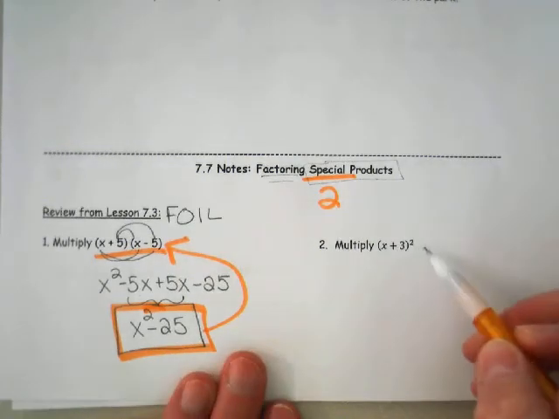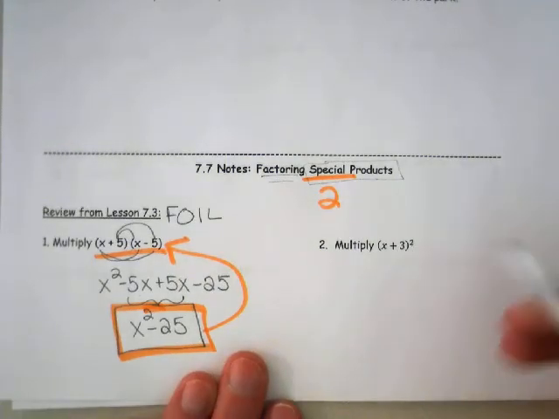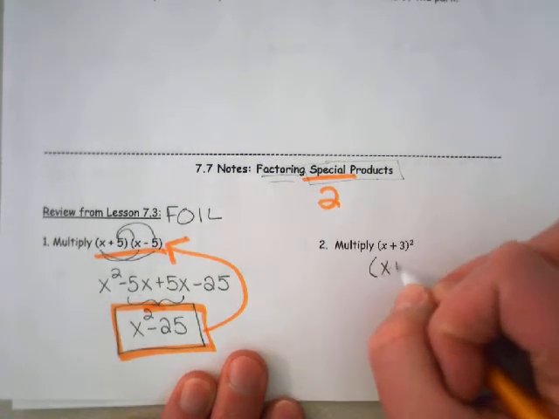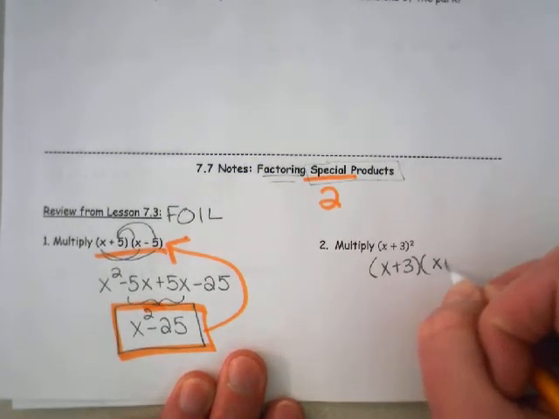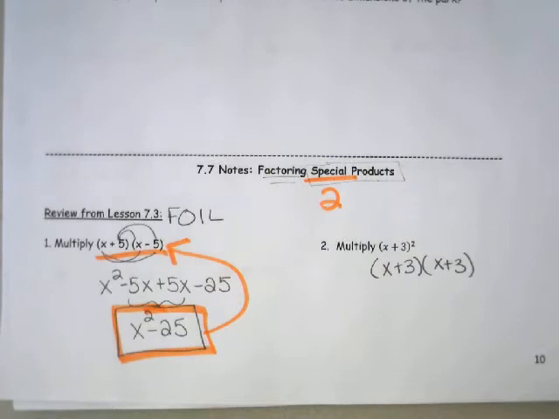Just remember, you cannot distribute the square. So you might want to rewrite this with both of your parentheses, because if you distribute the square, you're going to miss something. So go ahead and pause it here.